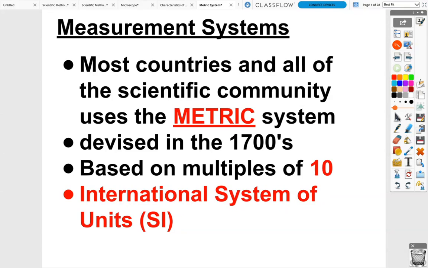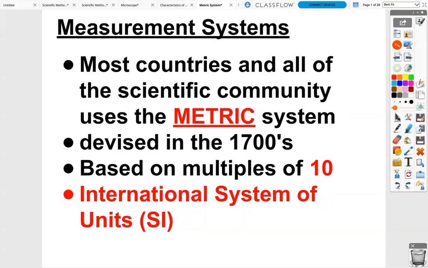Measurement systems, think about what we use here in the United States. We use what you'd like to call the English system, but it's really only used by us and one other country. So when you're talking about inches or feet or pounds, we use that measuring system, but that's not used by the science world. Typically in science, they're going to use the metric system.